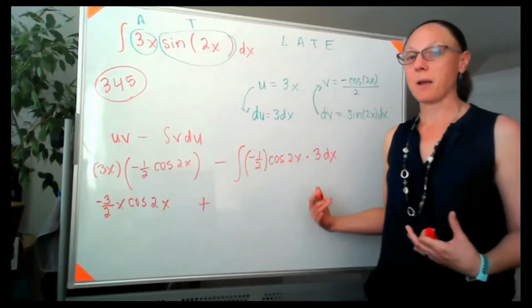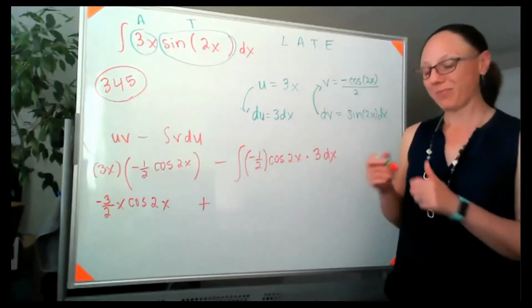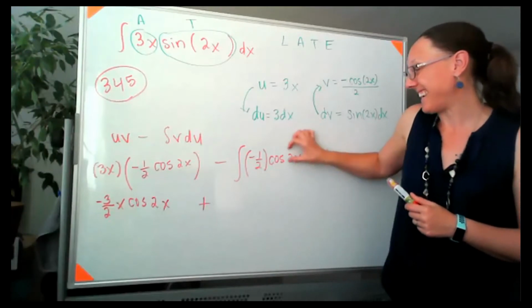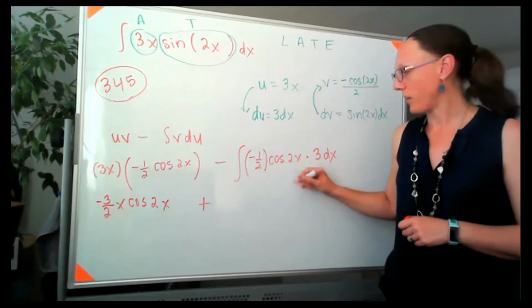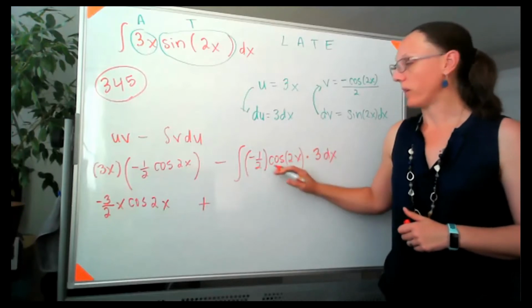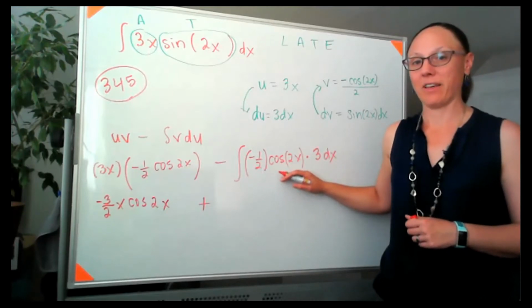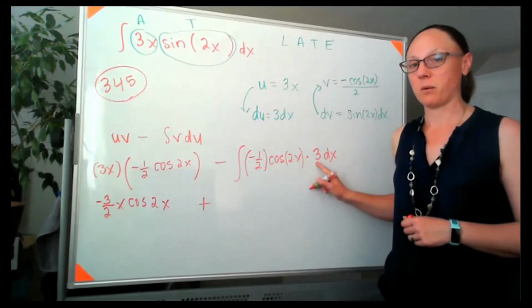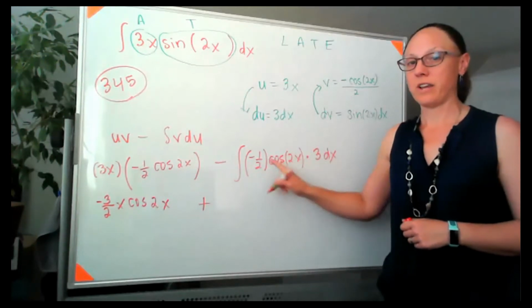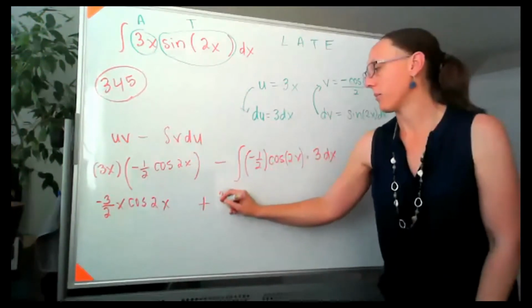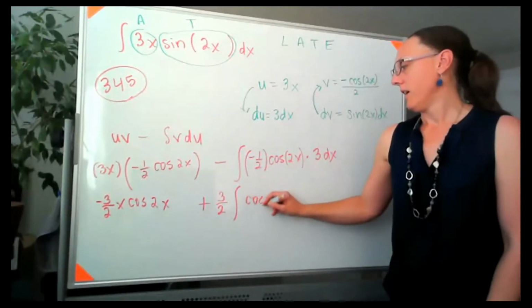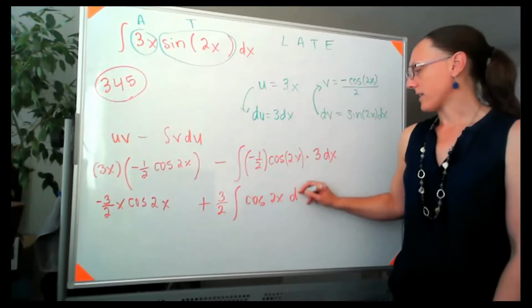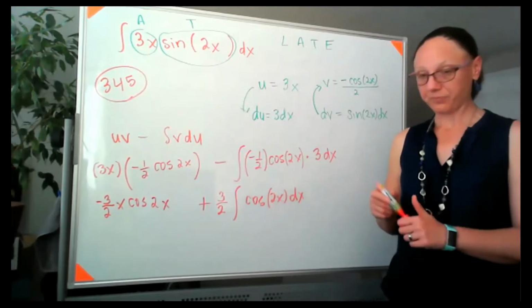And then the numbers that I'm allowed to pull out in front, I can never change what's inside of the argument of the trig function. So this 2x piece, that belongs with the cosine, and I can't separate that. But the 3 is just being multiplied. So that 3 and the 1/2, I can pull out in front of the integral. And then I'll have cosine of 2x dx.